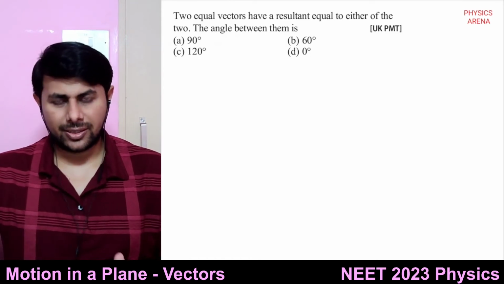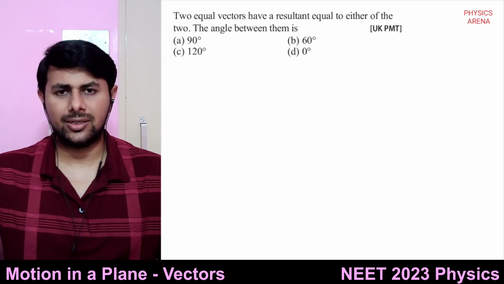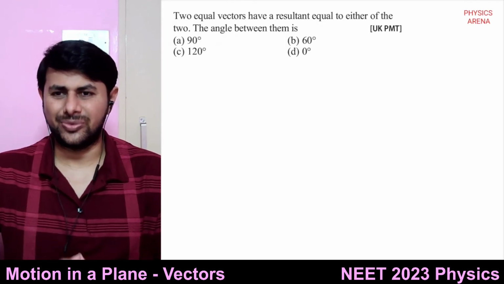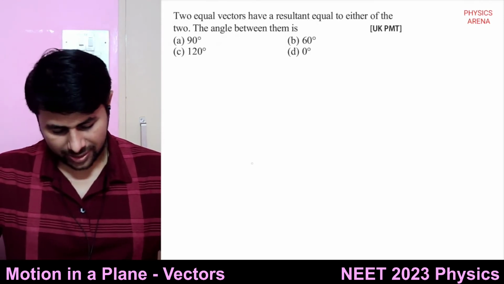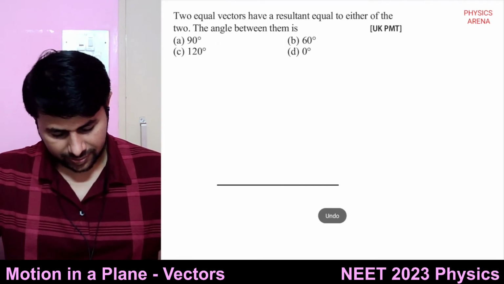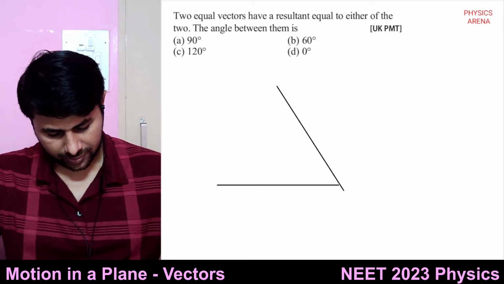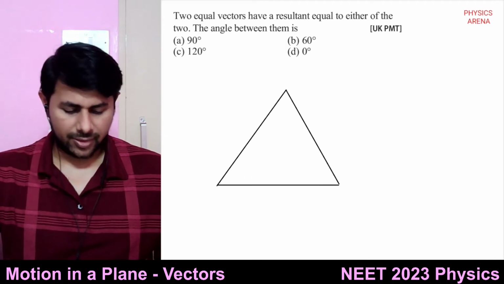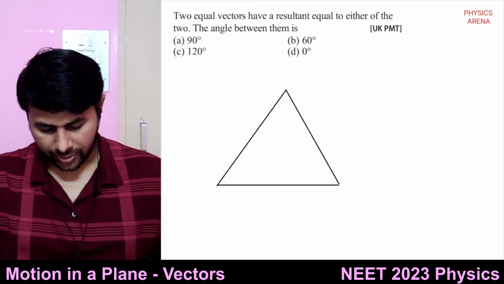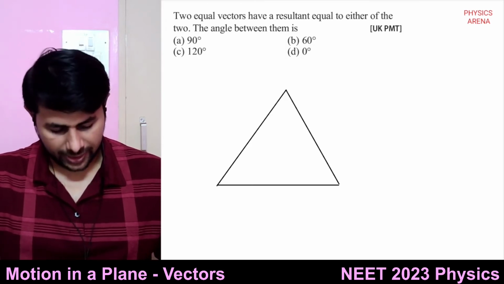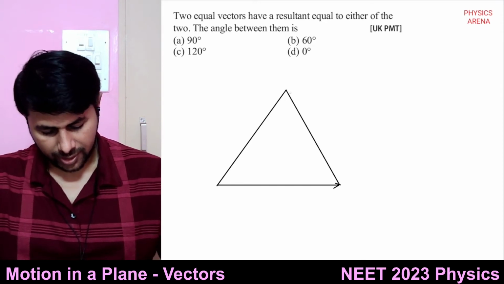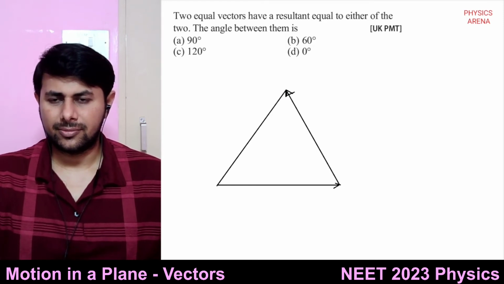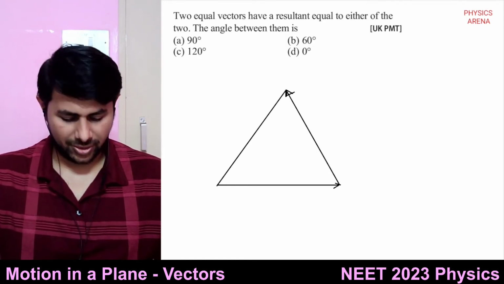If you add two vectors and the length of the resultant is also equal to the length of those two vectors, can you think of such a condition? See, we can solve it using the formula, no issues. If I draw an equilateral triangle, this is my first vector, this is the second vector. How much would be the resultant of these two?